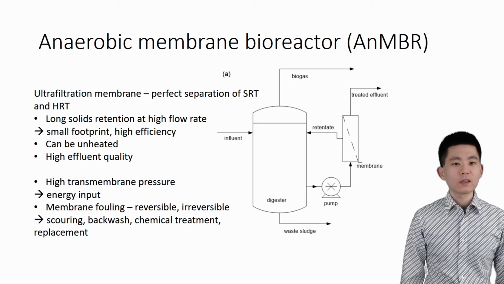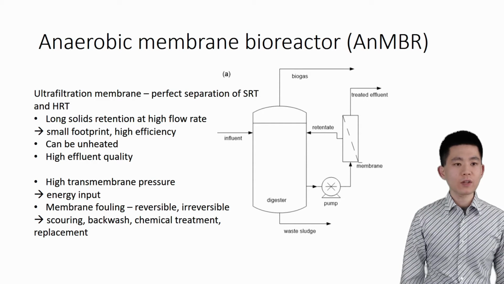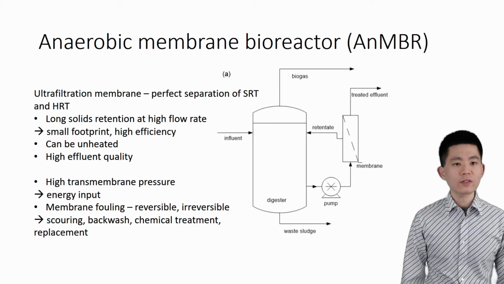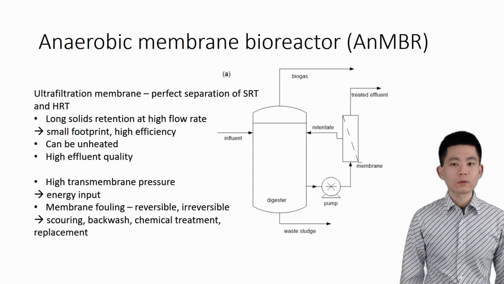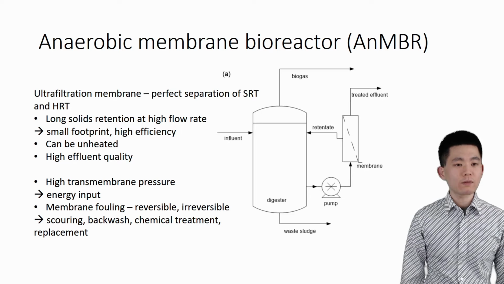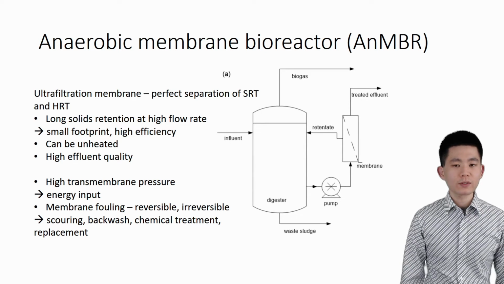On the other hand, the membrane requires high transmembrane pressure to maintain its filtration flux, which can be energy intensive to maintain. Moreover, membrane fouling control strategies like scouring, backwashing, and even chemical treatment are needed to mitigate the membrane performance deterioration due to membrane fouling. Because some fouling is irreversible, the membrane needs to be replaced every 5 to 10 years. All of this adds up to the maintenance cost.